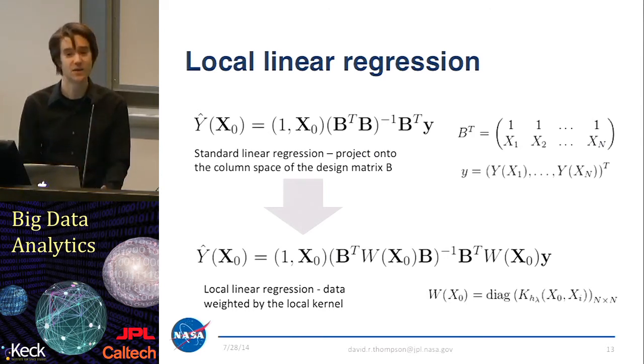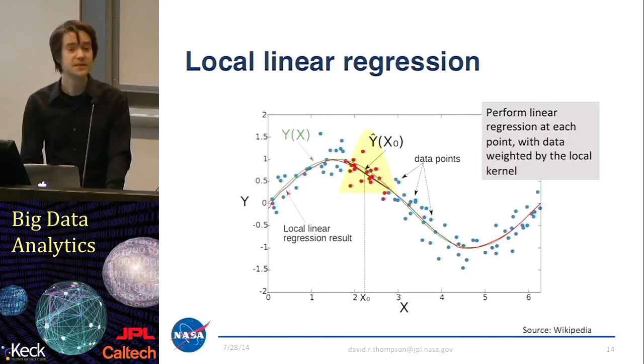And so that's a diagonal matrix with all the kernel weights on the diagonal. So just by making this simple change, we've actually created a local linear regression problem that will let us predict the value of this function at x sub naught. And this is what it looks like.